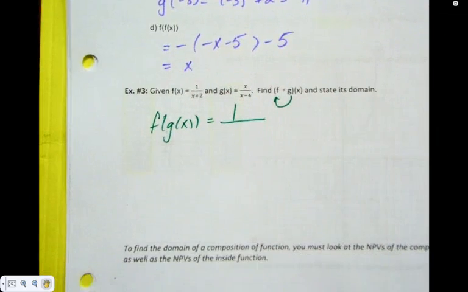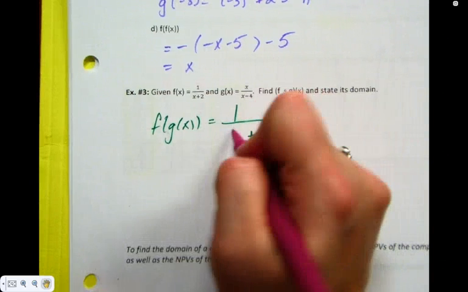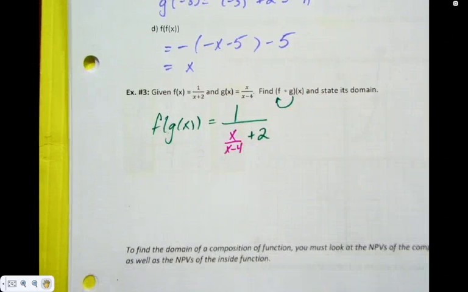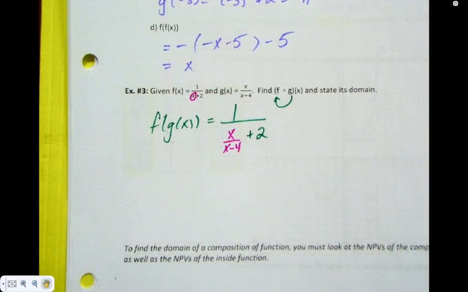I'm keeping the 1 on top. I'm keeping the plus 2 on the bottom. All I'm going to do is take out that x, and what am I going to put in its place? x over x minus 4. Okay, so the x came out, g of x went in its place.